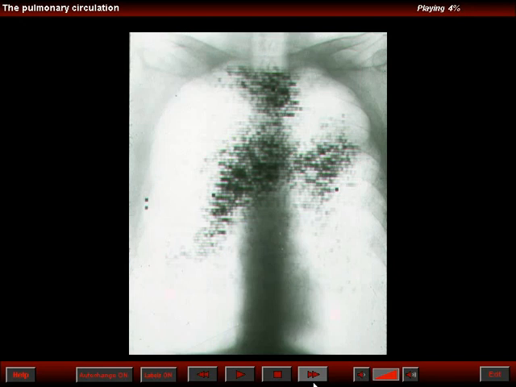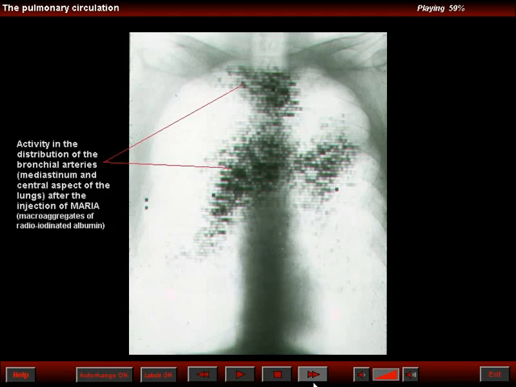This is a lung scan, frontal view, following the injection of macroaggregates of radioiodinated albumin, which we call the MARIA. Note that the activity is seen in the central portion of the lungs, in the perihilar region, and obviously also in the mediastinum. This is to show that the blood distribution of normal bronchial arteries is primarily to the mediastinum and to the root of the two lungs.